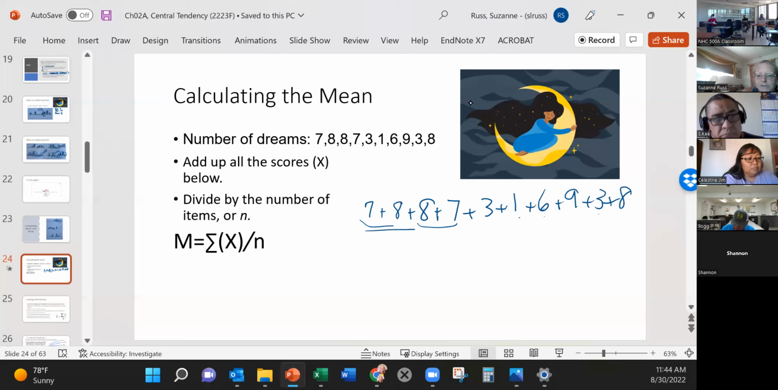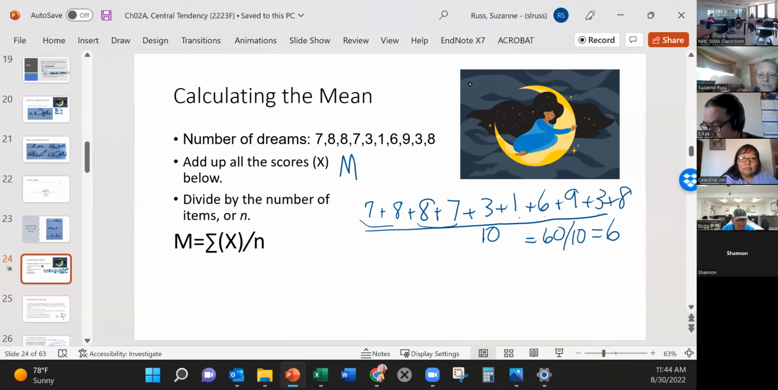And our formula is divided by 10 scores. And so we have then equals 60 divided by 10 equals 6. And so we could write down M for mean, that's how we abbreviate mean, equals 6.